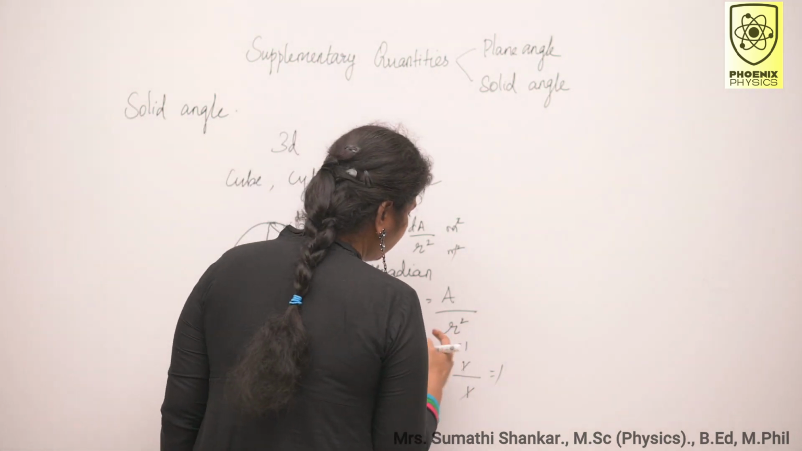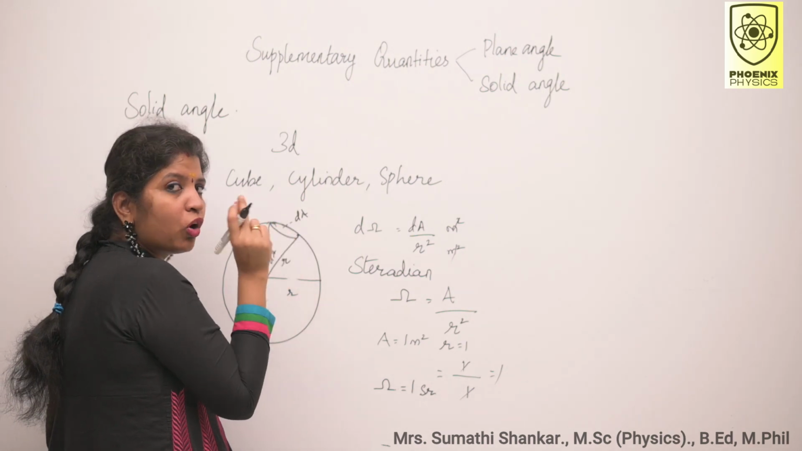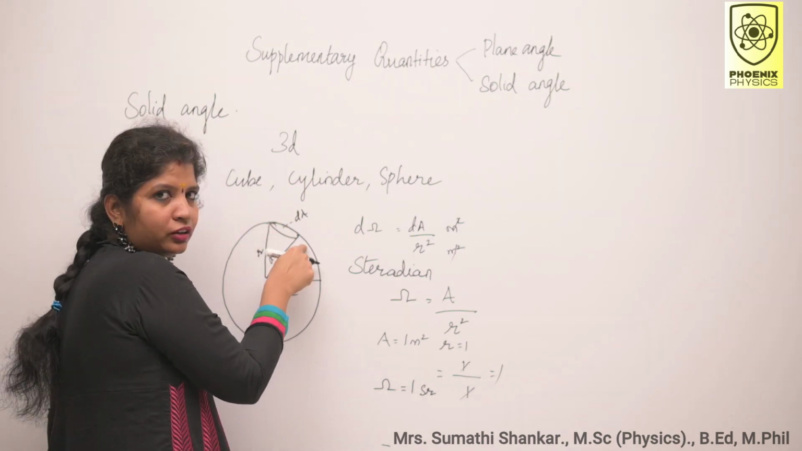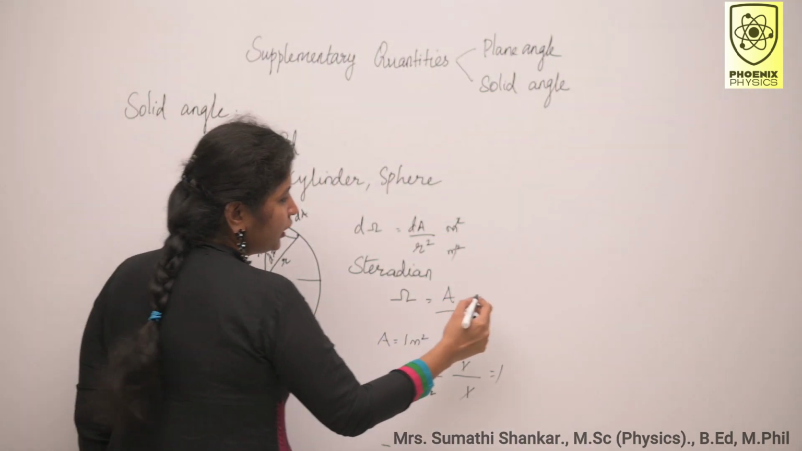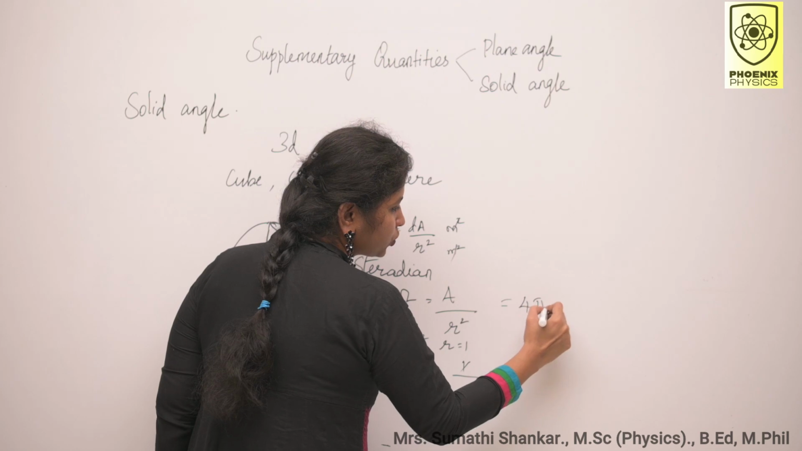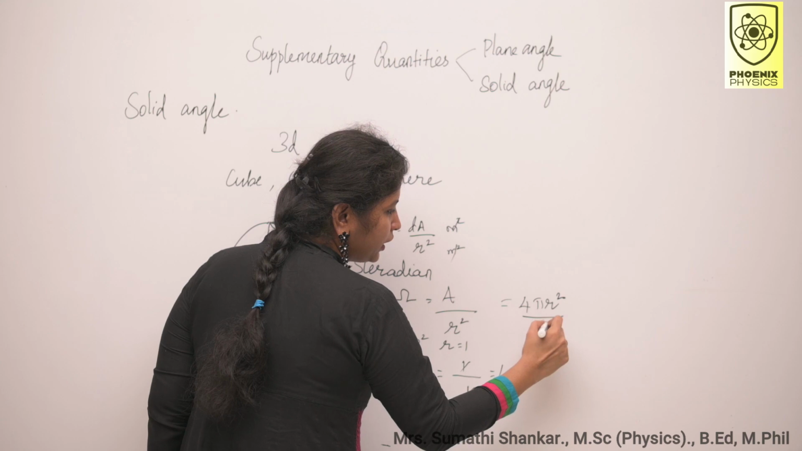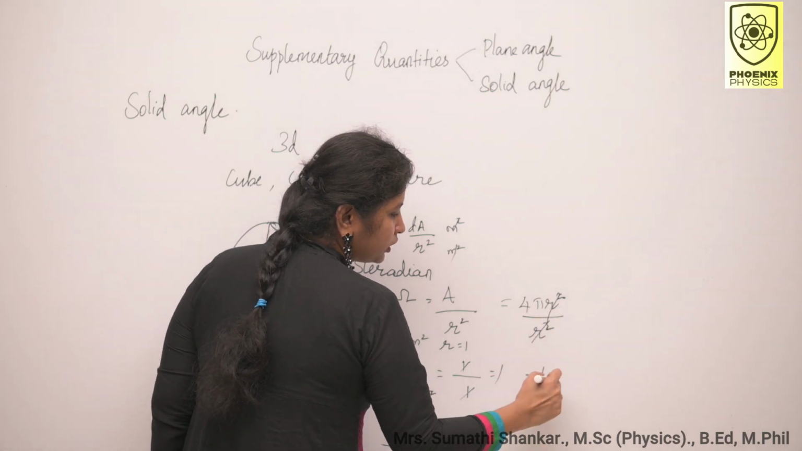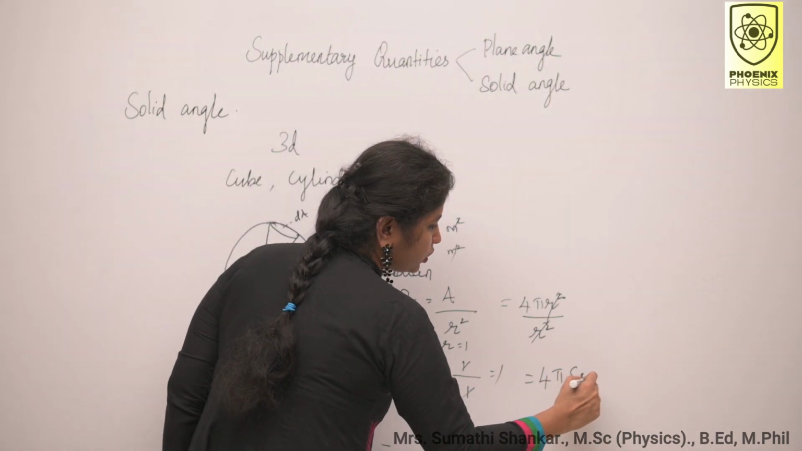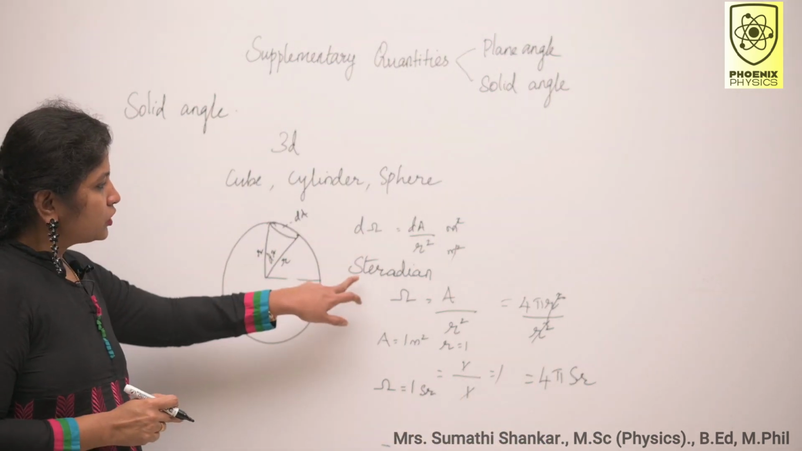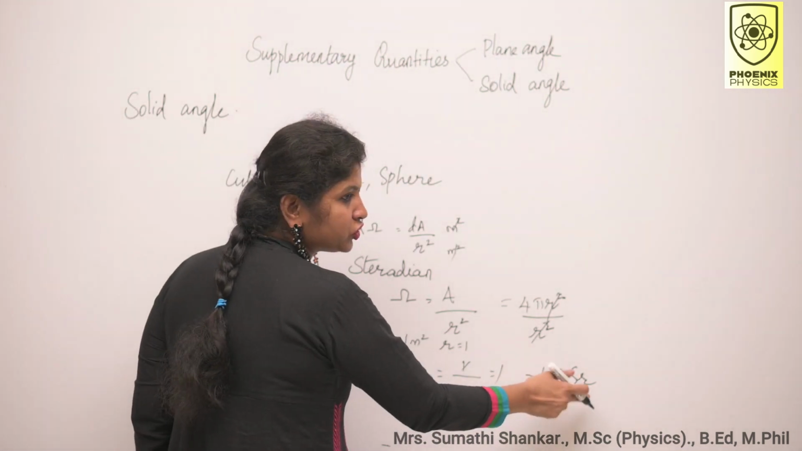Next we will find out the possible angle for this omega. So you know the formula. Here A is our small surface on the sphere, right? So what is the formula for surface area of the sphere? That is 4 pi r squared. Here our square of the radius r squared. Cancel these two. Our answer is 4 pi steradian. So the maximum possible angle is 4 pi steradian.